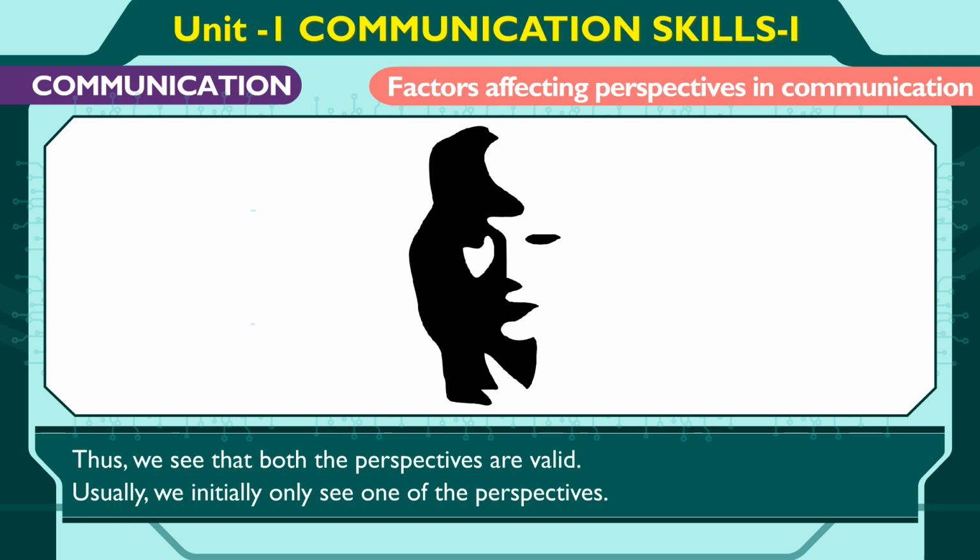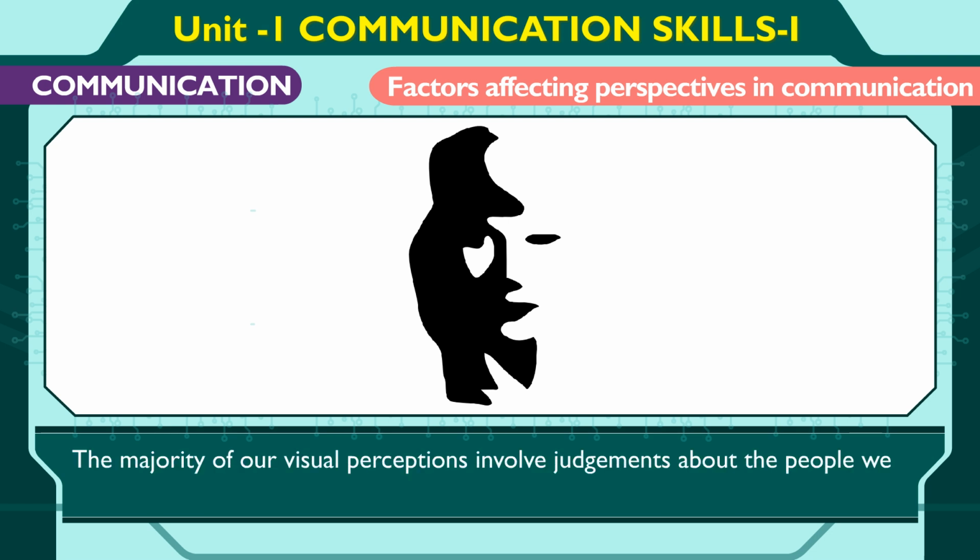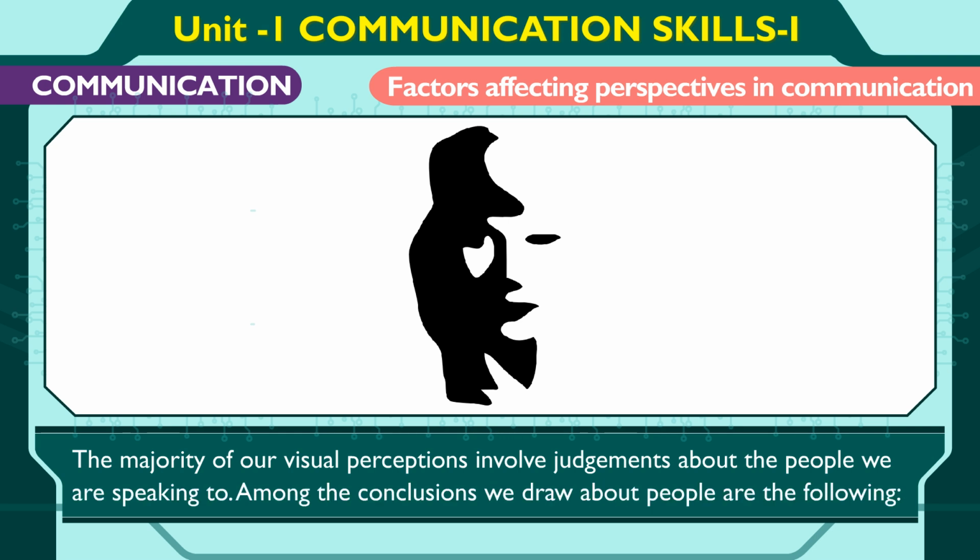Usually, we initially only see one of the perspectives. After some time has passed or when we are instructed to pay closer attention, the second perspective becomes visible. The majority of our visual perceptions involve judgments about the people we are speaking to.